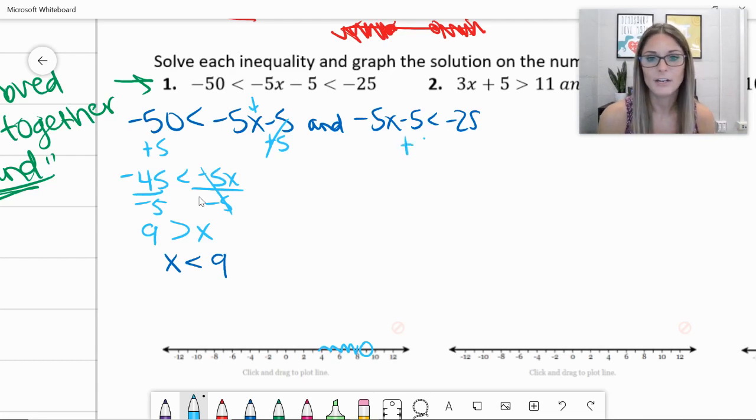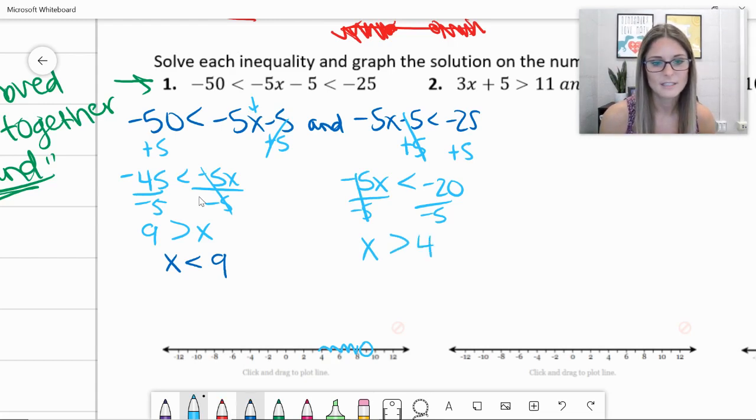So on the right one, very similar, adding 5 to both sides. Negative 5x is less than negative 20. Divide by negative 5. Divide by negative 5. X is greater than, flip it, 4. All right. So go to 4. Oh, it's right there. 4. And it's all the values that are greater. So it's going to the right. And there's where they share. I've got an open circle on 4, open circle on 9, and they're shaded right in the middle.